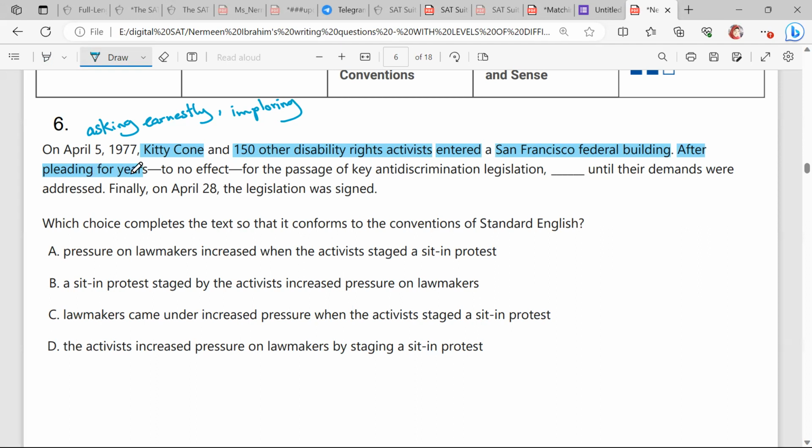So after pleading for years for the passage of key anti-discrimination legislation, what is the meaning of legislation? Are you still with me, Sarah? What do I mean by legislation? Yes, Ziad. Legislation means the laws or lawmaking, the process of making laws themselves. It's like a set of laws. So after pleading for years for the passage of key anti-discrimination legislation, what am I supposed to be finding right after the comma?